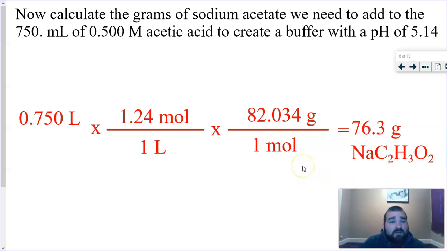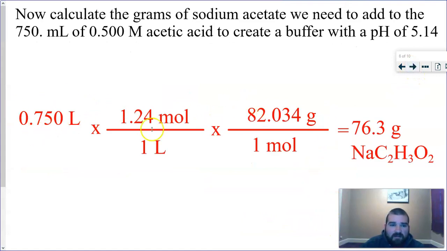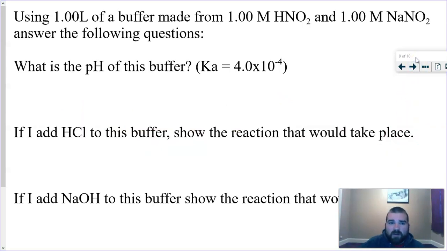And there we go. So this is an example of how a buffer problem could look. Our buffer, we wanted a pH of 5.14. We have a pKa of 4.74. So our buffer must need more base than it does acid. We used the Henderson-Hasselbalch equation to figure out the molarity of base we would require to make this buffer. We then used factor label math with that molarity to determine how many grams of salt would need to be added. I've got one more of those coming up.